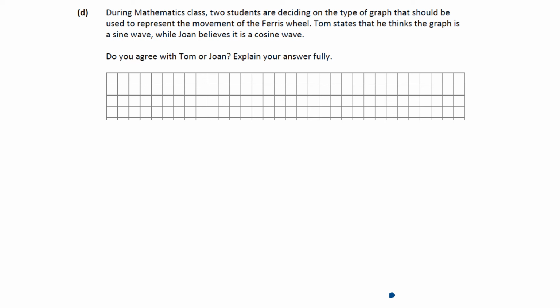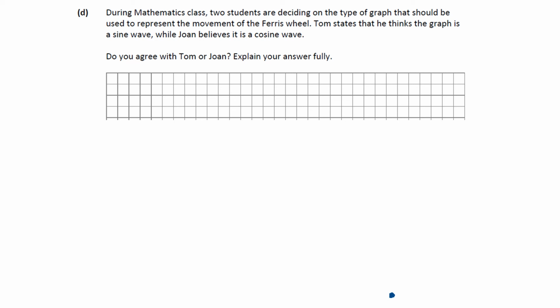So during mathematics class, 2 students are deciding on the type of graph that should be used to represent the movement of the Ferris wheel. Tom thinks the graph is a sine wave, while Joan believes it's a cosine wave. Do you agree with Tom or Joan? So basically, do we think it's sine or cosine?